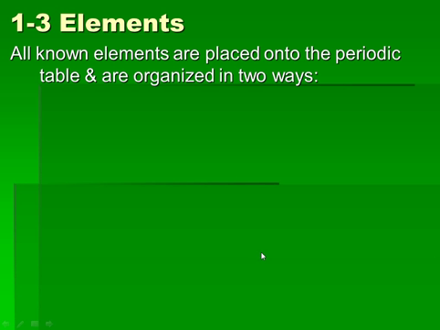Alright, so elements. What are we talking about when we're talking about elements? Remember, the definition of an element is one kind of atom, where all the atoms behave exactly the same way. They have the same properties. All the known elements are placed on the periodic table and organized in two ways. If you look at the periodic table, there are 92 naturally occurring elements, and then there's a bunch of man-made elements.